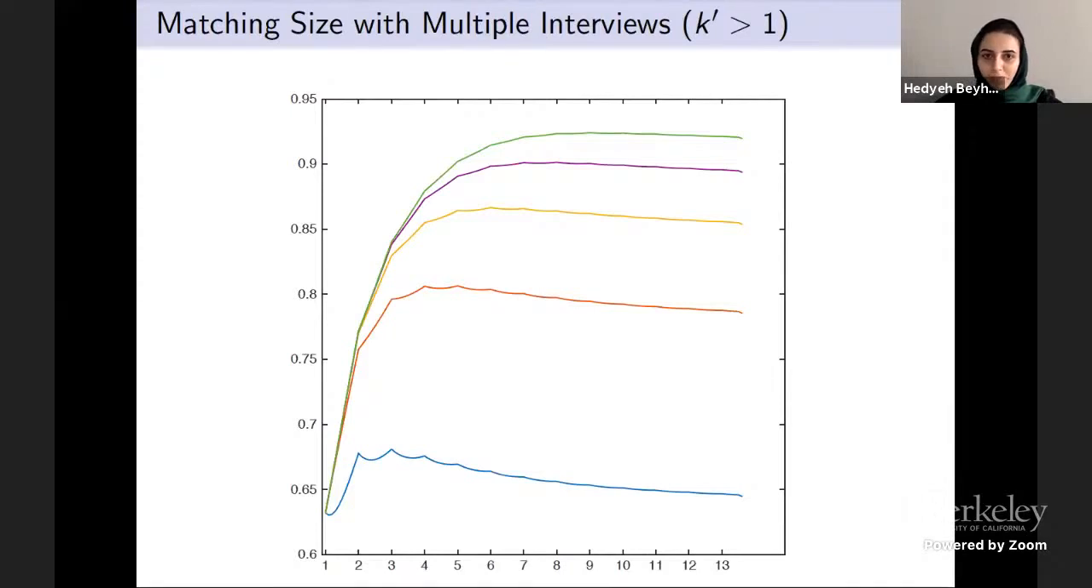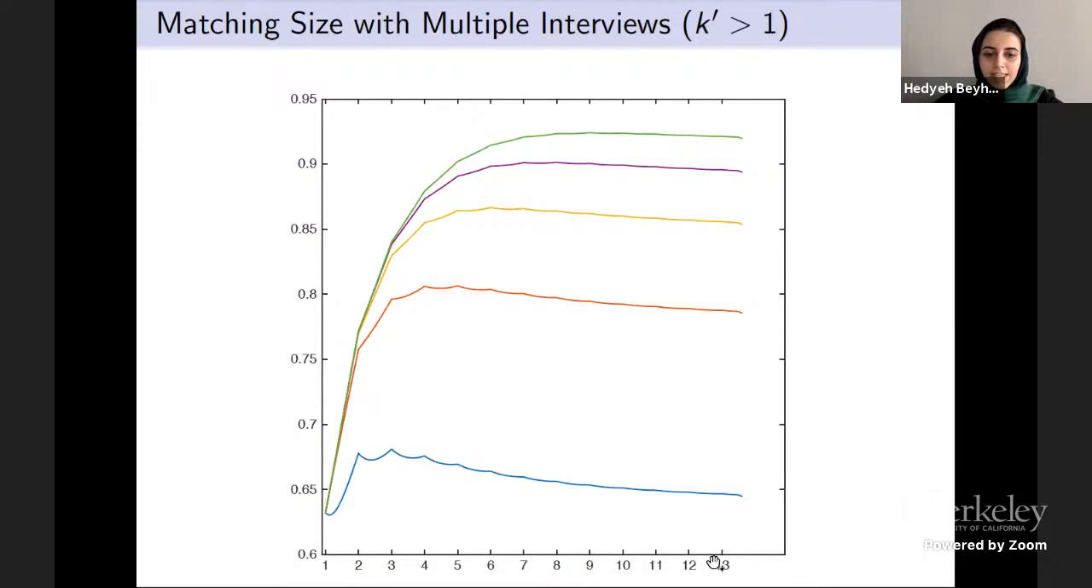So the formula and the solution for this case is going to be more complicated. But at the end of the day, we are able to find the expected matching size with arbitrary k number of applications and k prime number of positions.